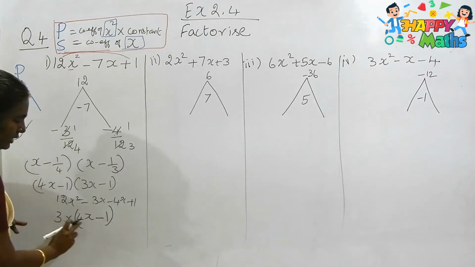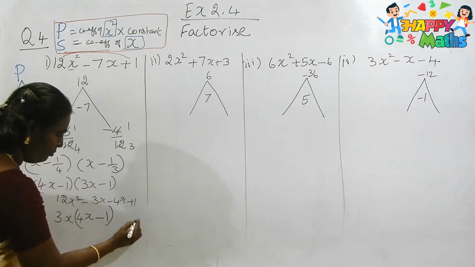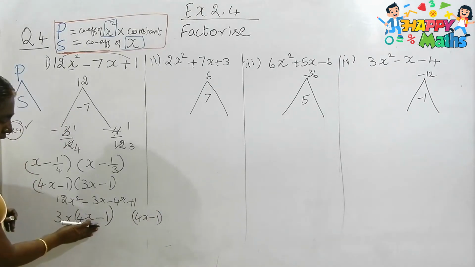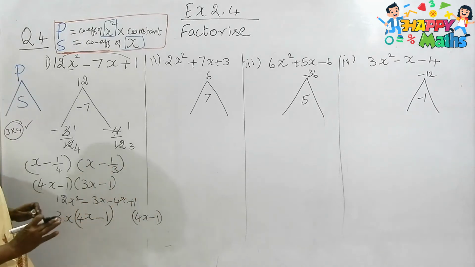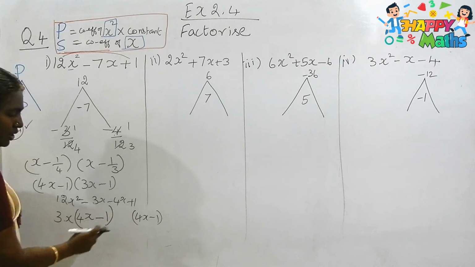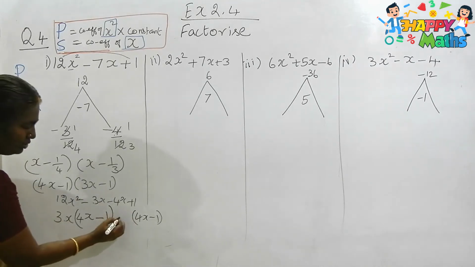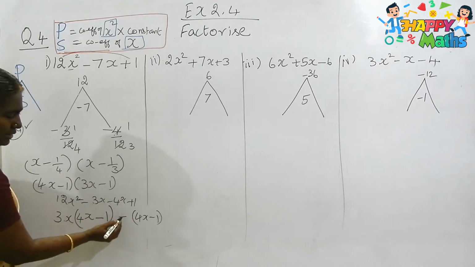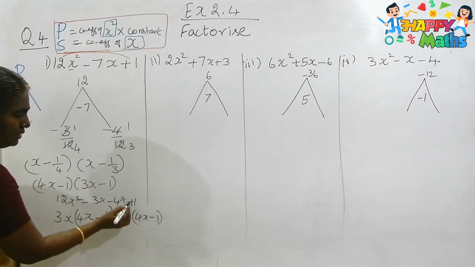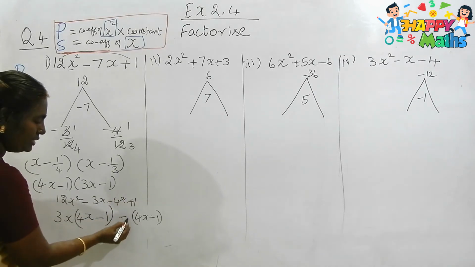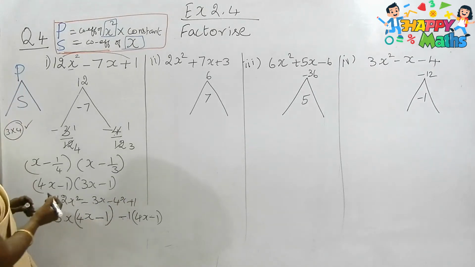Whatever you write here, the same bracket you can write one more time now. 4x minus 1, because whatever bracket is coming here, only that bracket is going to come there. So 4x minus 1. You just compare this 4x and this 4x. What is missing? Minus sign is missing. So write the minus sign outside. See, minus into 4x, minus 4x. The same sign, minus into minus, plus 1. So we have done it very correctly. So how many times is it there? 1 time. So it is minus 1.